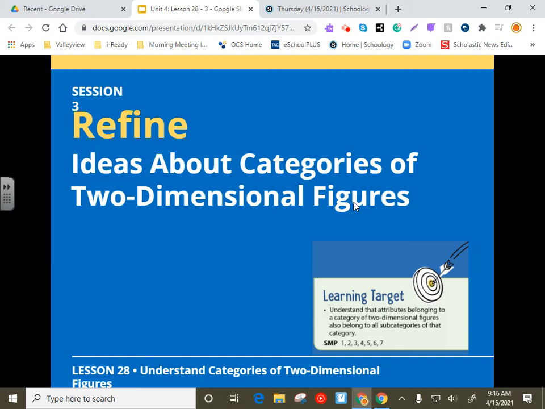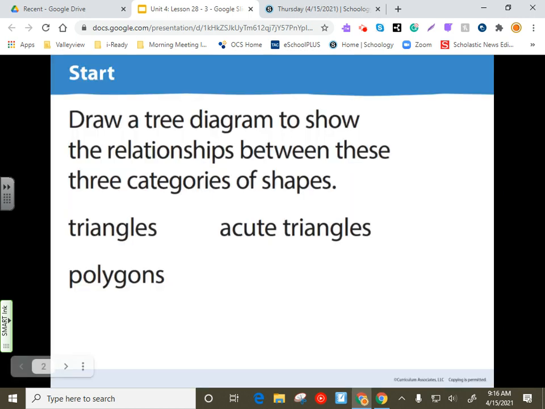All right, so we are moving on to session 3 for lesson 28, and this is basically just a review of some of the things that we've learned about categorizing, or the details of two-dimensional figures. So let's get right into the warm-up. Our warm-up wants us to make a tree diagram, and if you remember, a tree diagram is like a ranking of the most general or simplest down to the most complex or detailed. So we start at the top with simple and work our way down to more specific shapes or more descriptions.